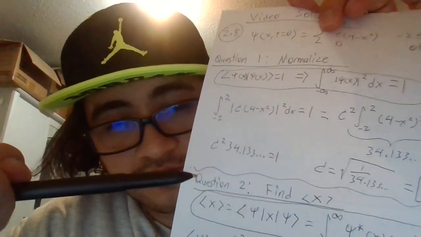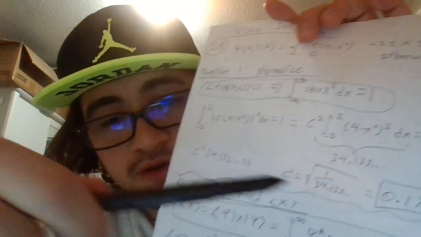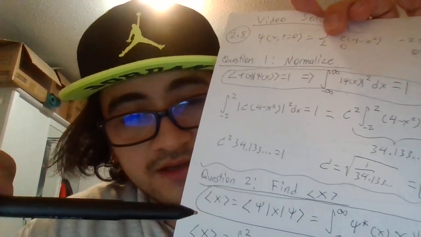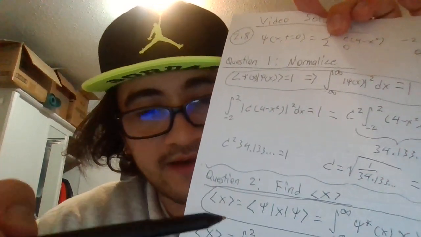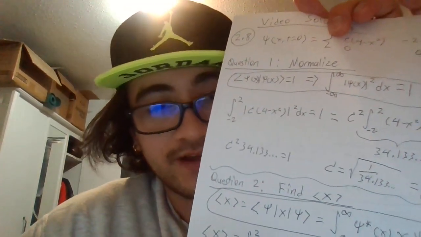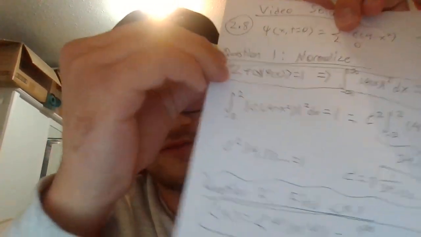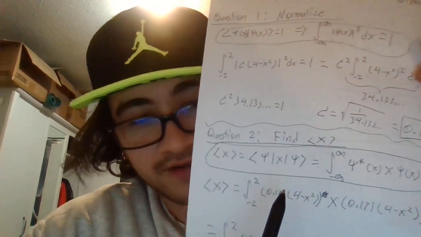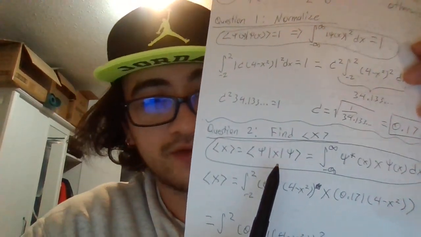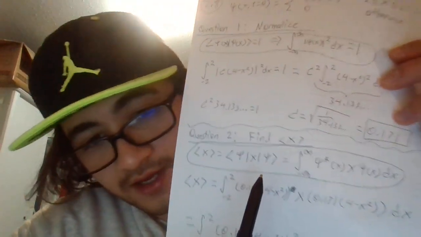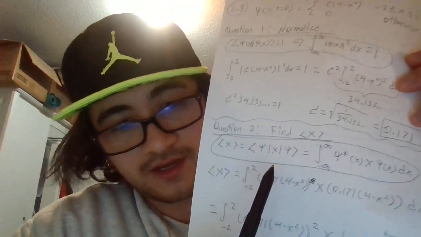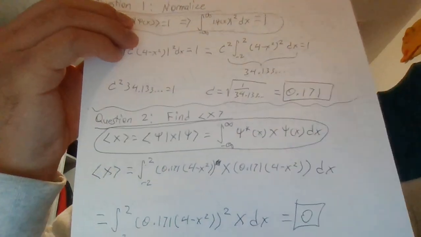Moving on to question 2. That's the answer to question 1, but question 2 asks for the expectation value of x. We know the formula for expectation value from the textbook. You do the inner product of the wave function again, but you squish x in between there. Remember, that's Dirac notation.